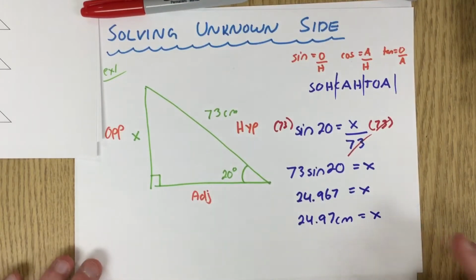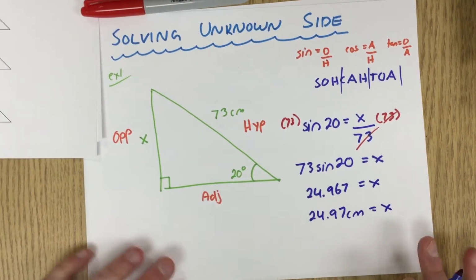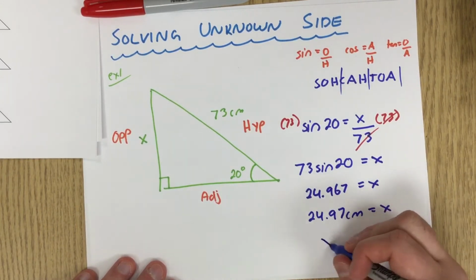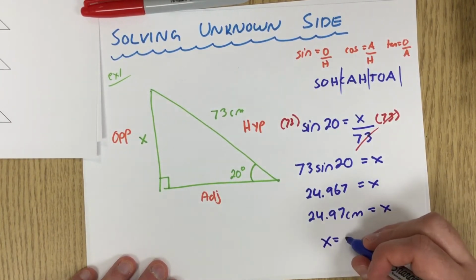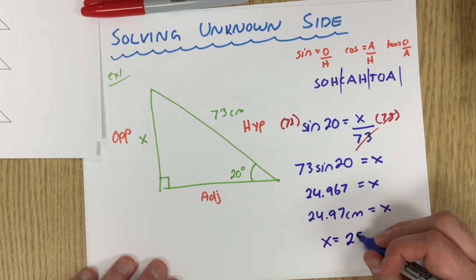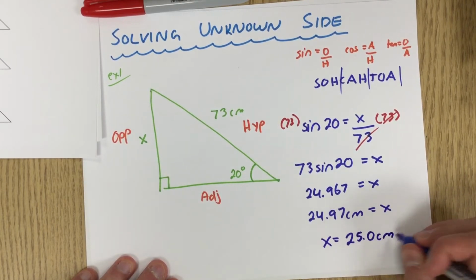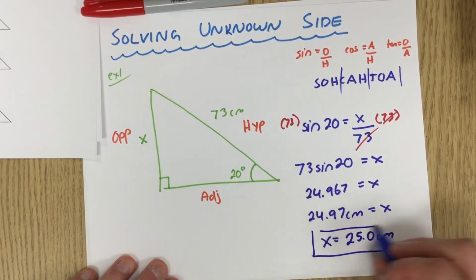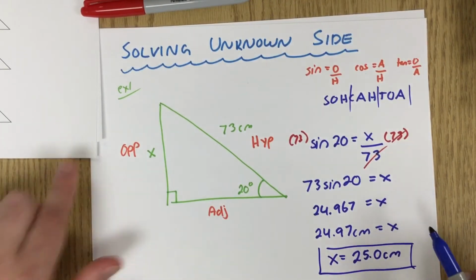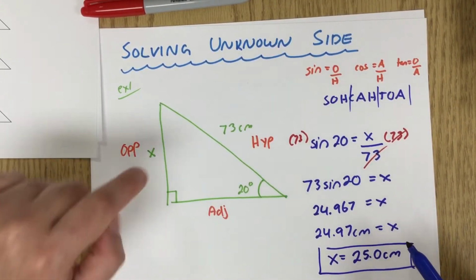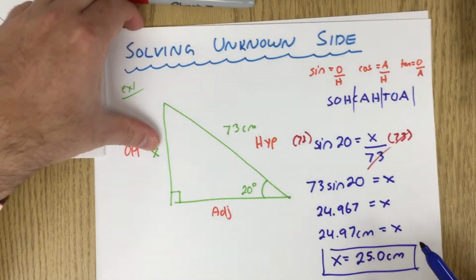Traditionally, we round side lengths to 1 decimal and angles to no decimals. If I was going to do that here, this is confusing rounding, unfortunately, but it would actually round to 25.0 centimeters. And that would be the answer. So using trigonometry, given these things, this side is 25 centimeters.